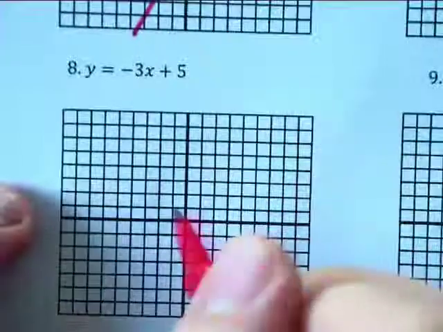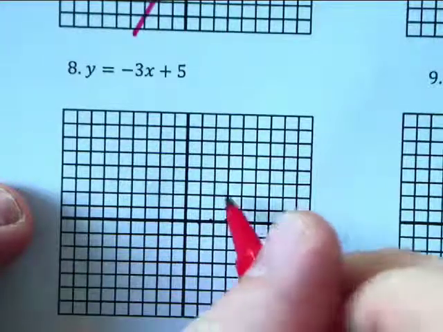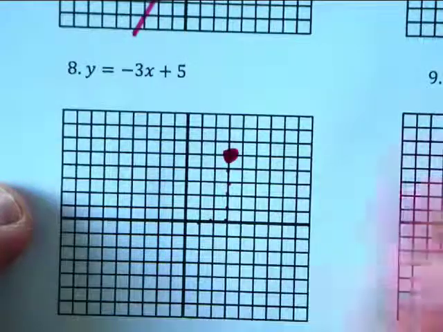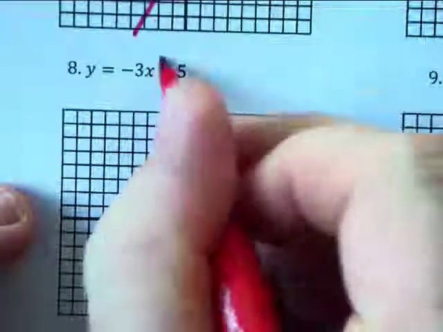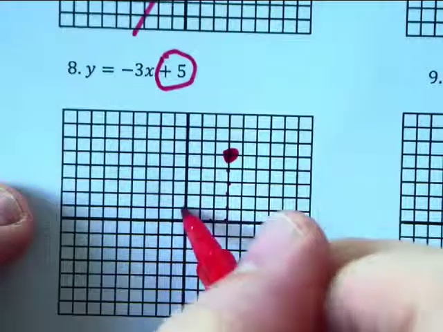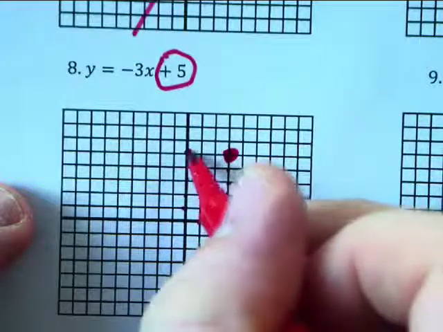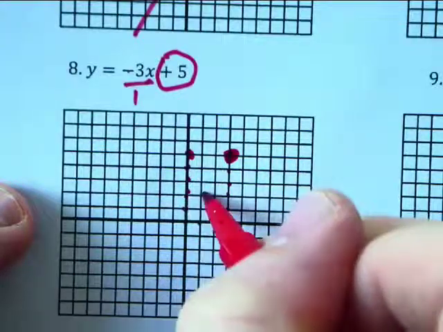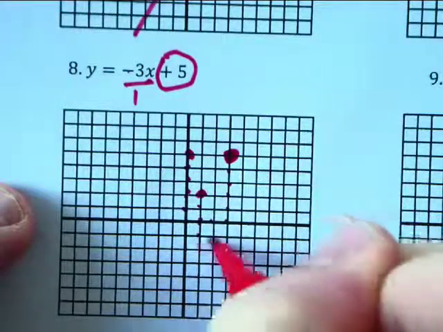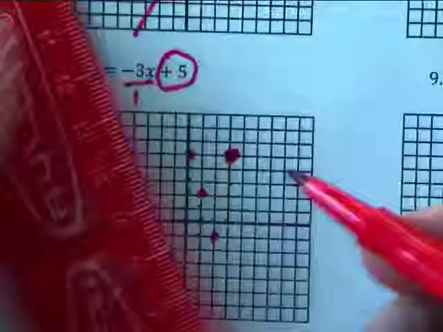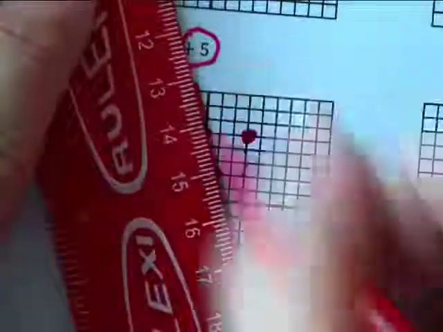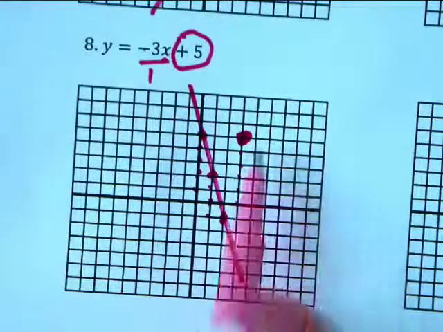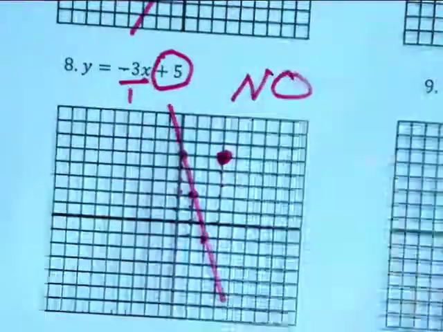Number 8 is (3, 5). Is that part of the answer? Let's see. We have a y-intercept of positive 5. So 1, 2, 3, 4, 5. And then down 3 over 1. So down 1, 2, 3 over 1. And we're not going to pass that line at that point. We can see the line going like this, and that's not going to cross this point. So the answer is no.